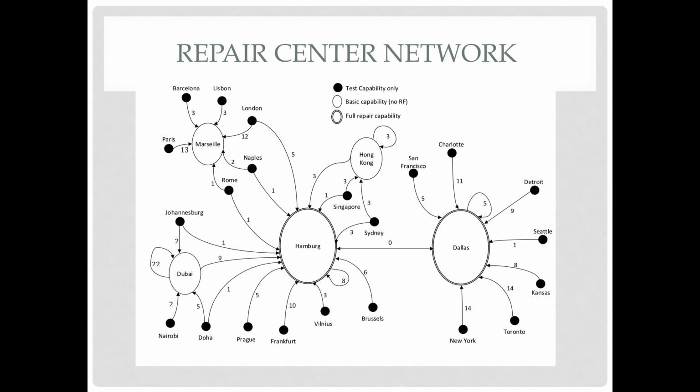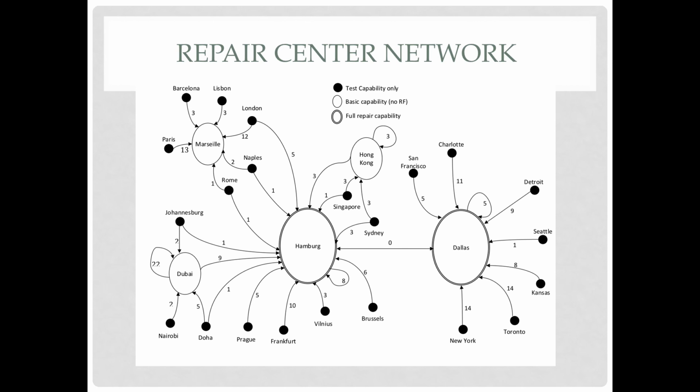Finally, we look at the repair center network, and this diagram is based upon the repair data that we used for data mining. And there are some interesting properties from this network. First of all, we can easily see the prominent vertices. These are Hamburg and Dallas, with in-degree centrality metrics of 13 and 7 respectively.